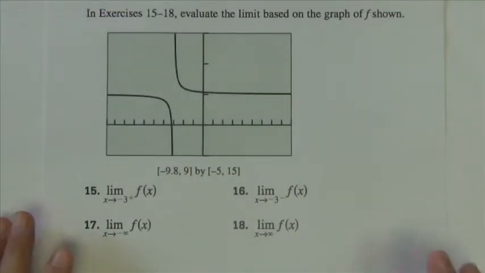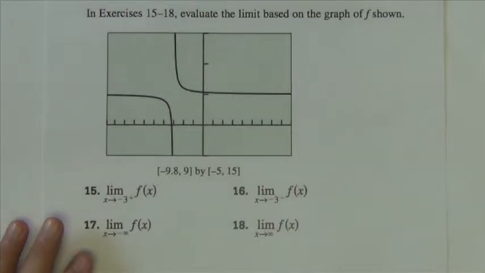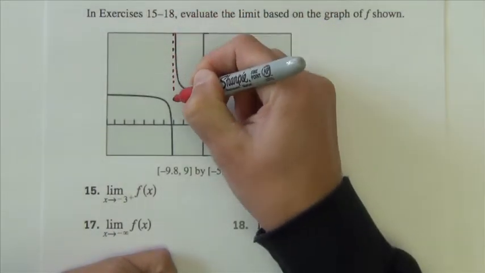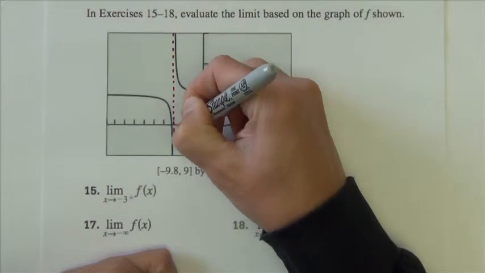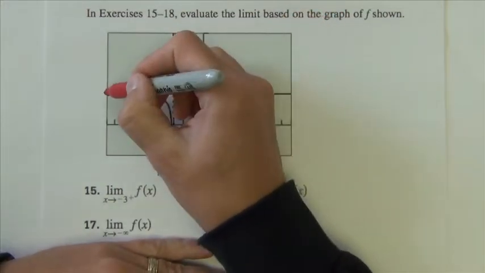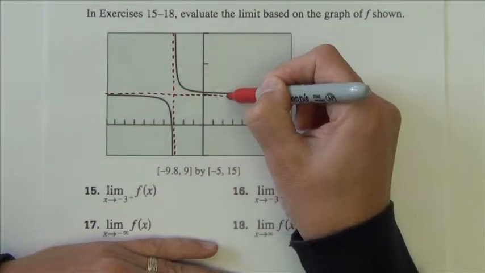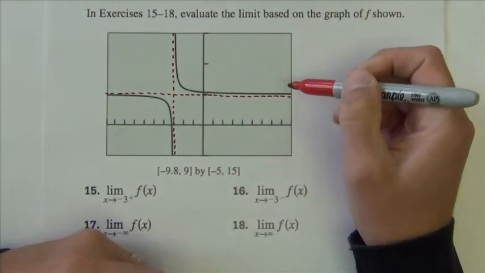Alright, finally I want to talk a little bit about limits. This slide says evaluate the limit based on the graph of f shown, or the limits. We've got a bunch of them here. First, let's recognize a few things about this particular graph. One, it does look like there's a vertical asymptote. Comes through the graph right here. And there's a horizontal asymptote coming through the graph like that.